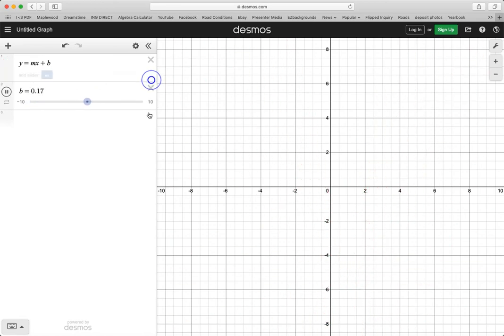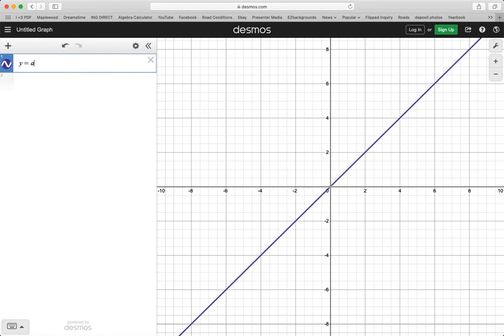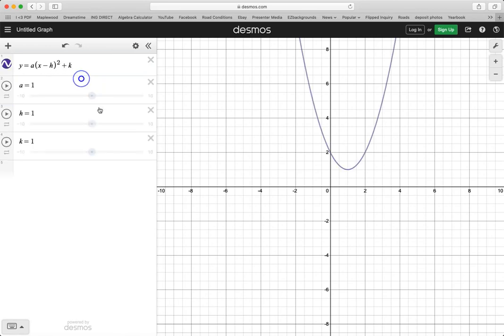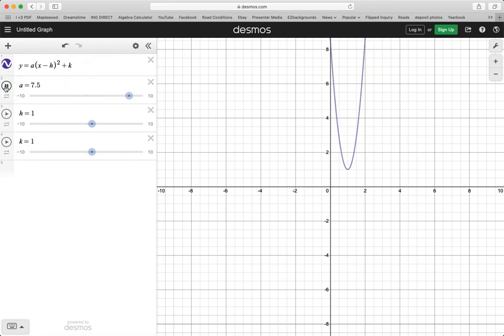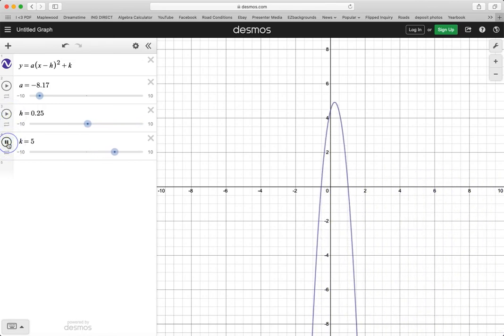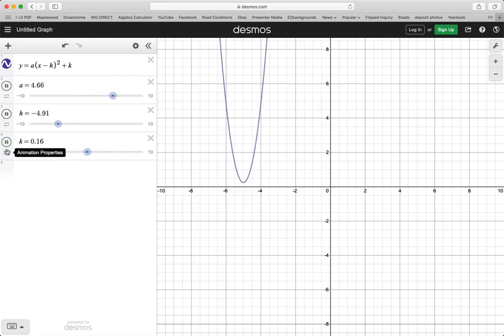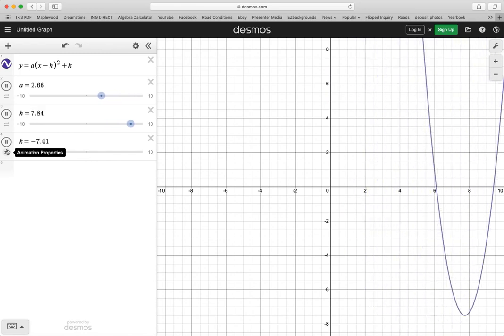Okay, let's put in a more interesting equation, like the parabola. y equals a(x minus h) squared plus k. It gives us the option to add sliders. Let's see, the a makes it fatter and skinnier, and flips it upside down. What's the h going to do? Whoop, it moves it back and forth. How about the k? Whoop, up and down. What if we put them all going at the same time? Then we get something weird and wacky going through here.